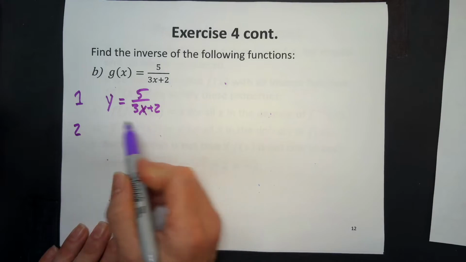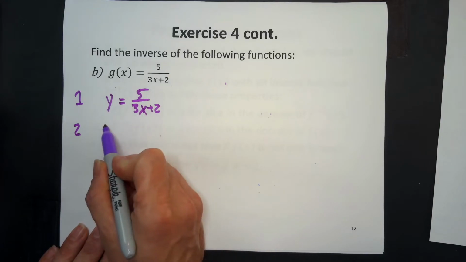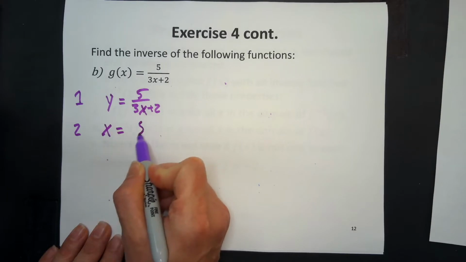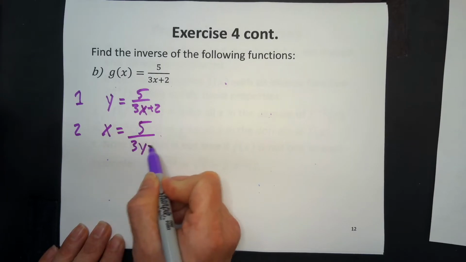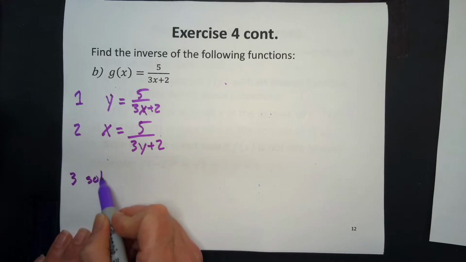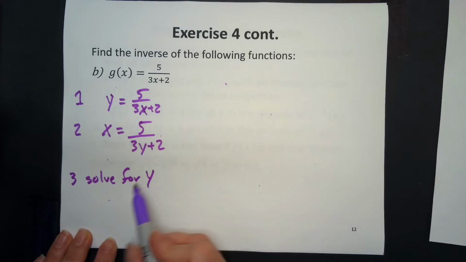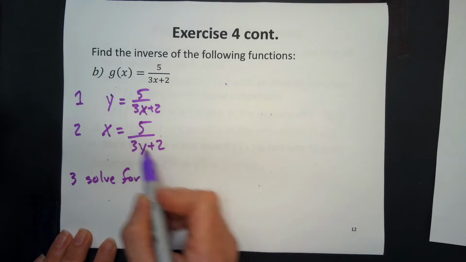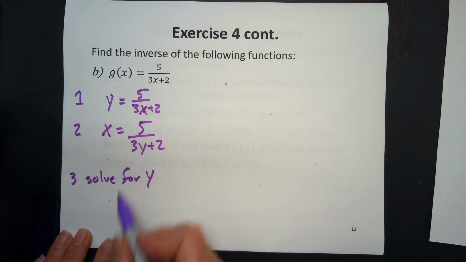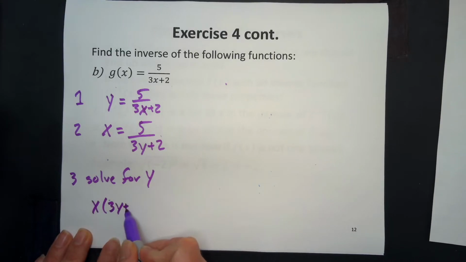So my second step is going to give us, well, we're going to switch our x and our y. So we get x equals 5 over 3y plus 2. And so now the third step is going to be to solve for y. And now I have to do a little bit more work here because I have to get this y out of the denominator. So I'm going to multiply both sides by 3y plus 2.